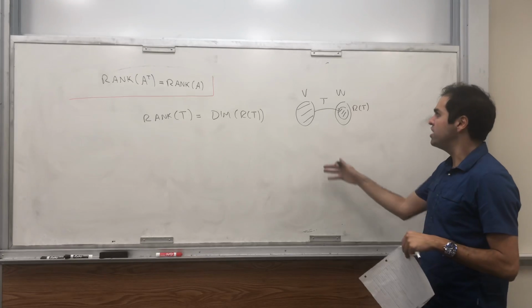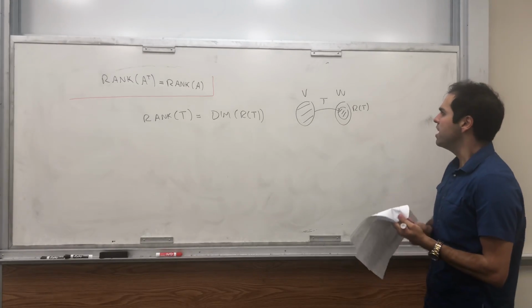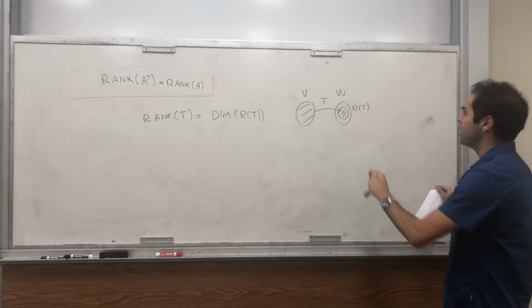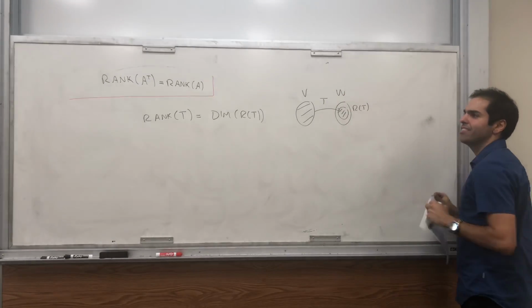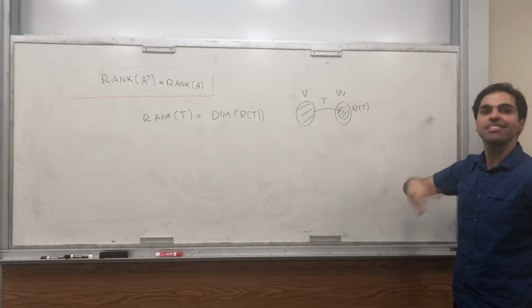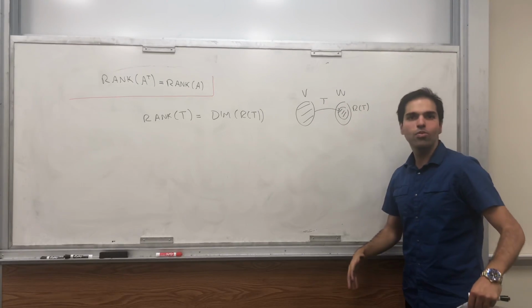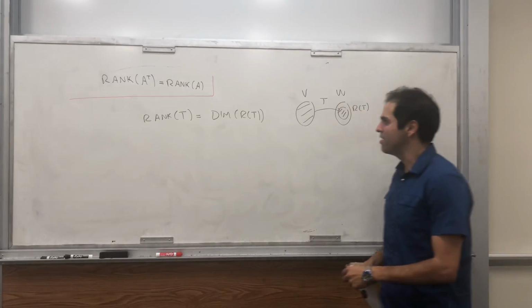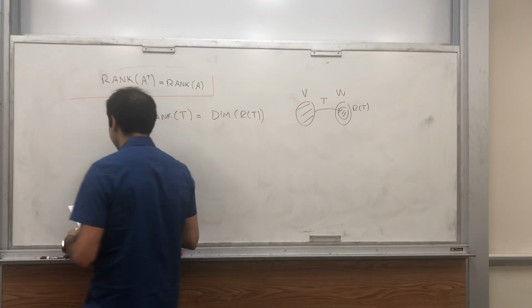In other words, the range, just like the range of a function, is just the set of all possible outputs of T. And this is a vector space and has a dimension, and the rank measures the size of the output. If the range is three-dimensional, then the rank of T is 3. If it's two-dimensional, then the rank is 2.